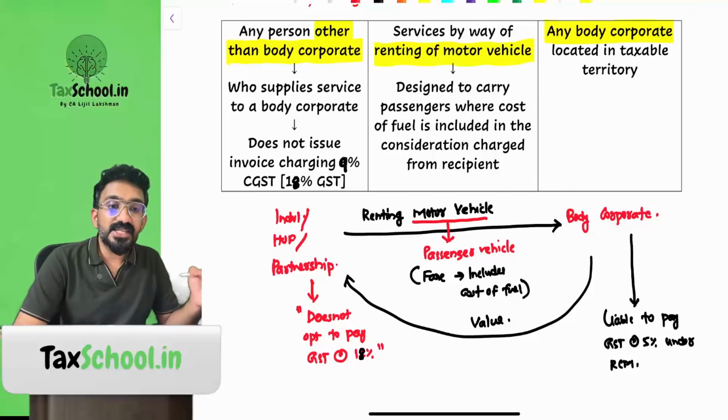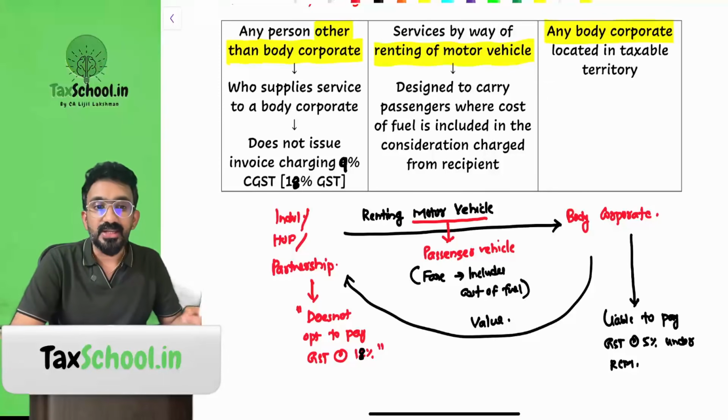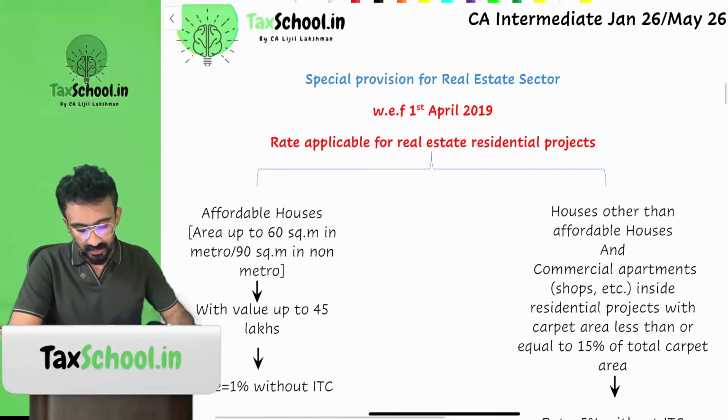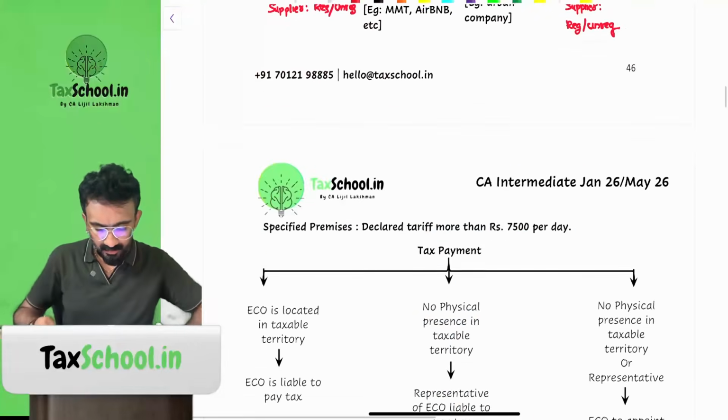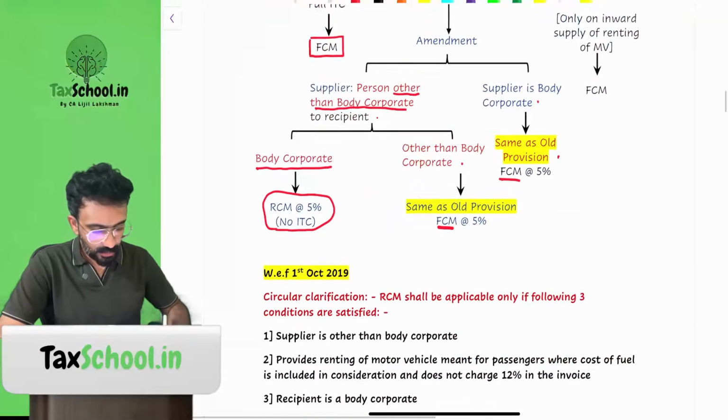And if they are providing services to a body corporate, then the body corporate is going to pay the taxes under reverse charge mechanism. I have a chart for this to understand also. I think page number 48 or something. I've already given a chart, so you can just jump to the chart and then try to understand this. Page number 49.